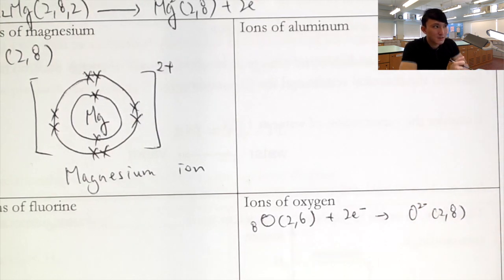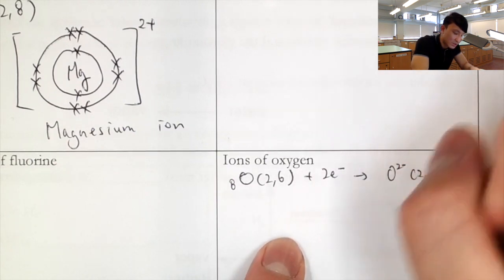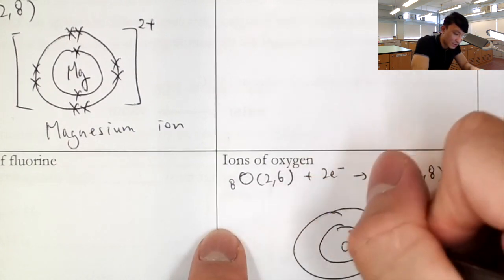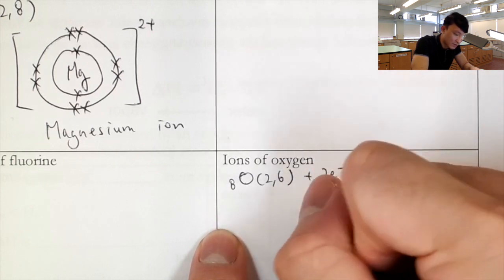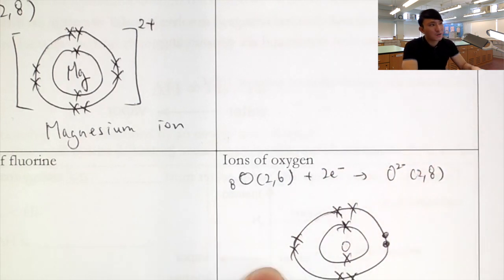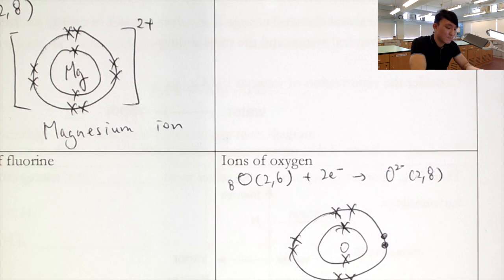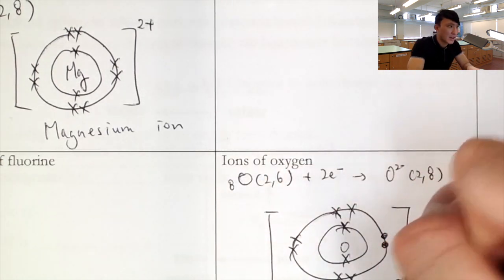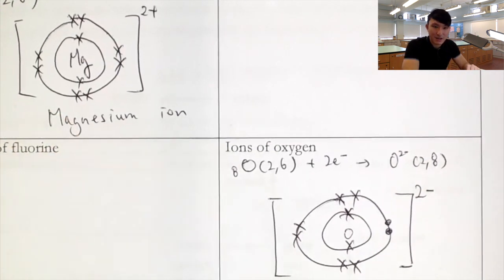So electronic arrangement based on this one. So O, 1, 2, then crosses for the 8 electrons, dots for the original ones. We try to use a different symbol to represent the electrons that did not originate from the atom, they are coming from somewhere else. Also, square bracket, and then you put 2 negative. And lastly, the name.